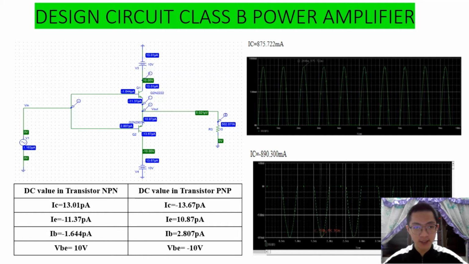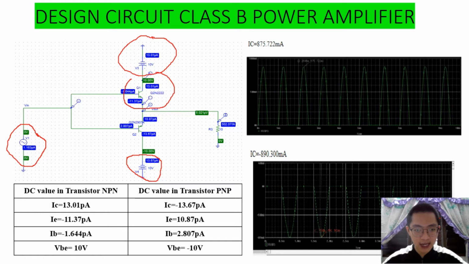Today I am going to explain our design circuit, Class B power amplifier. In this circuit diagram, we connect VCC at positive 10 volt and below here we connect negative 10 volt. And we also have an AC supply. We set it to 10 volt and we use two transistors in this circuit design. One is NPN and below here is PNP, BJT. And lastly, we connect one resistor load of 10 ohm.